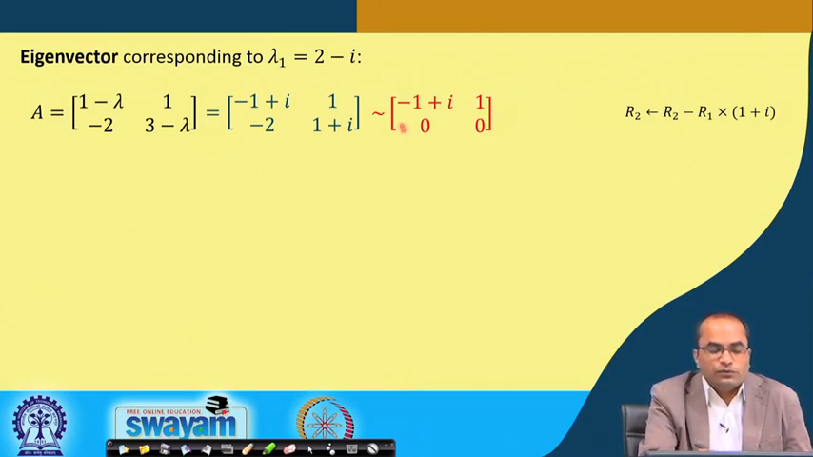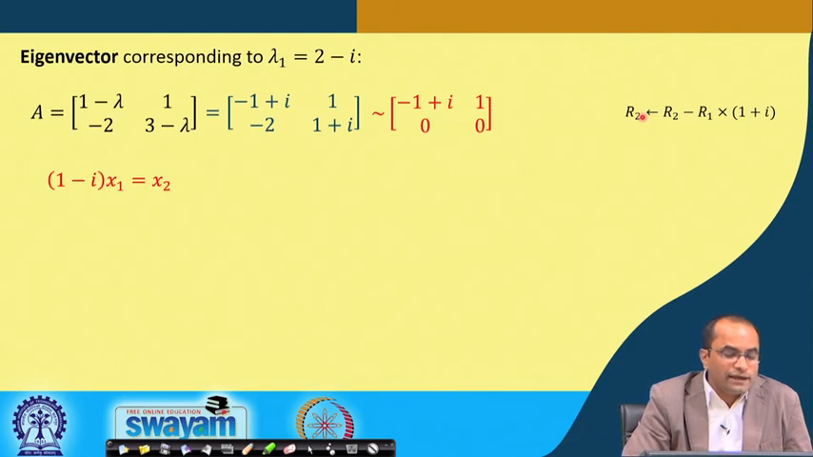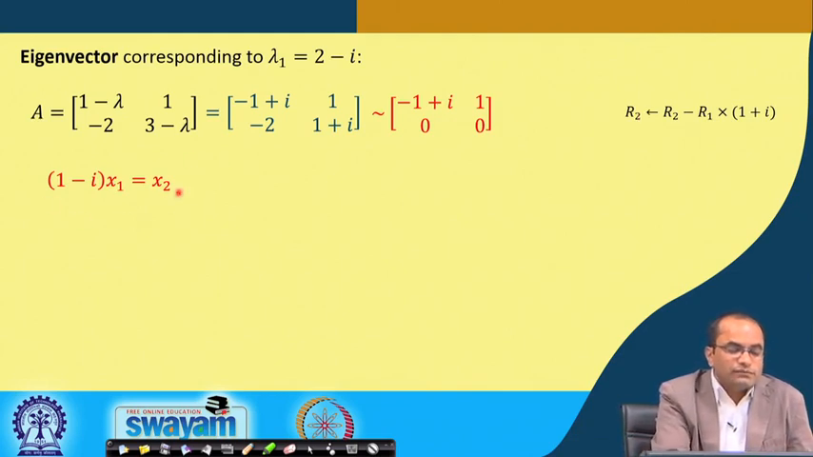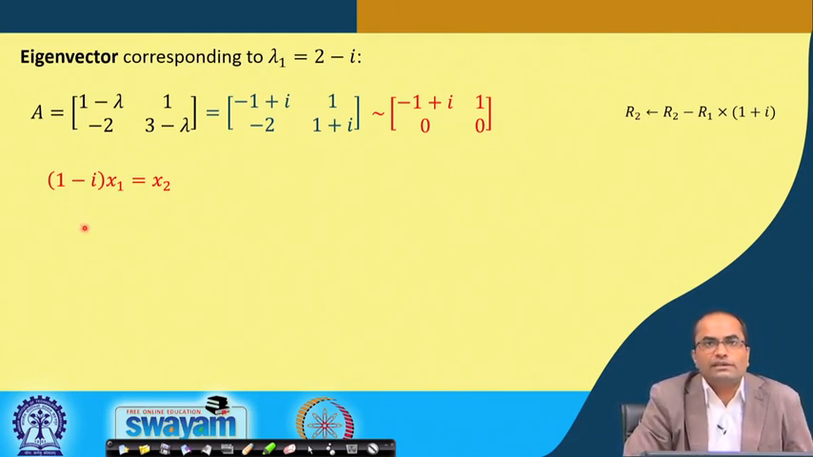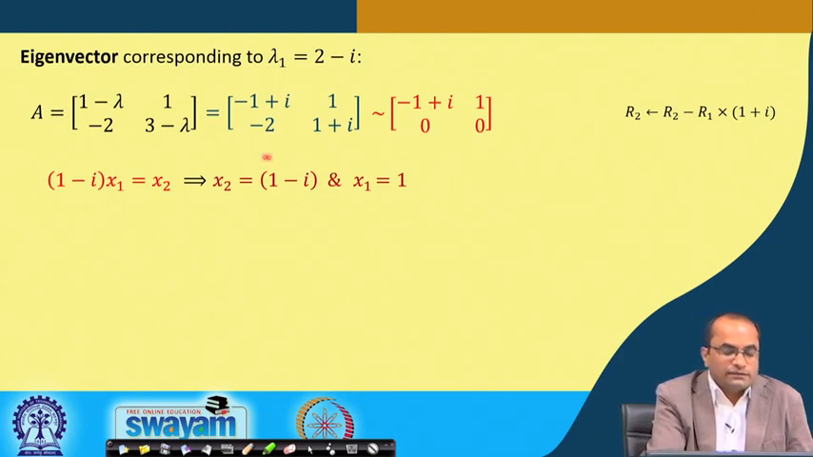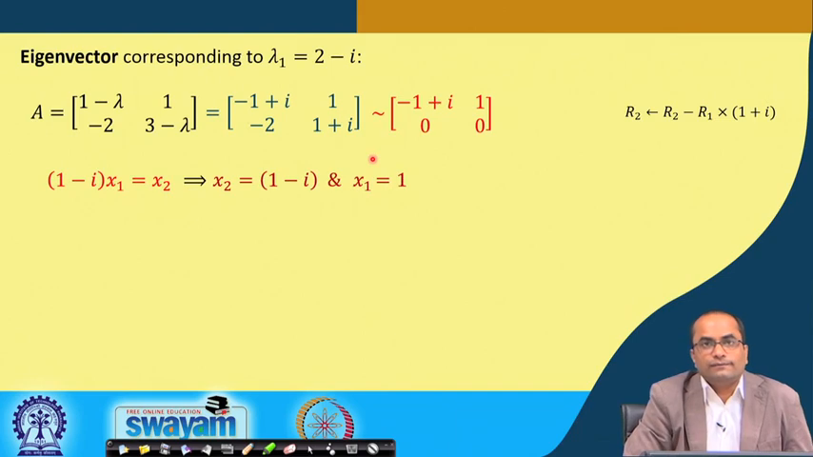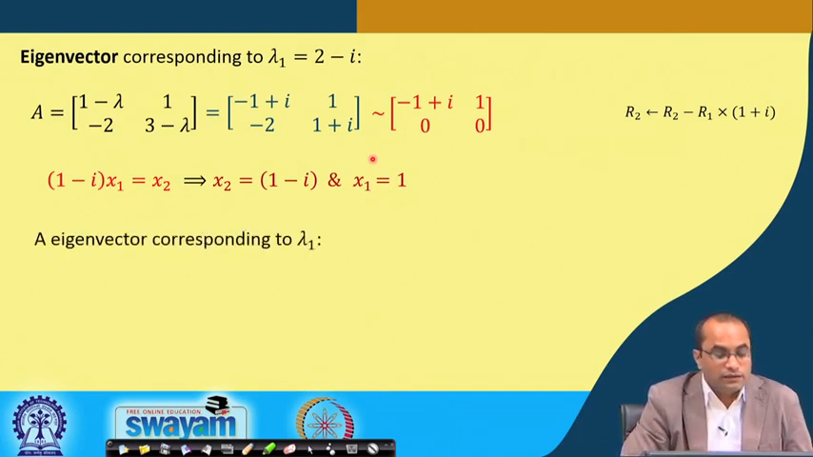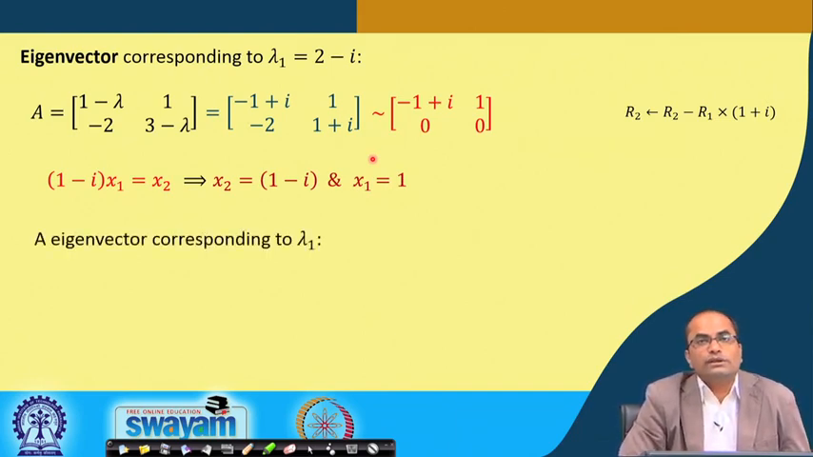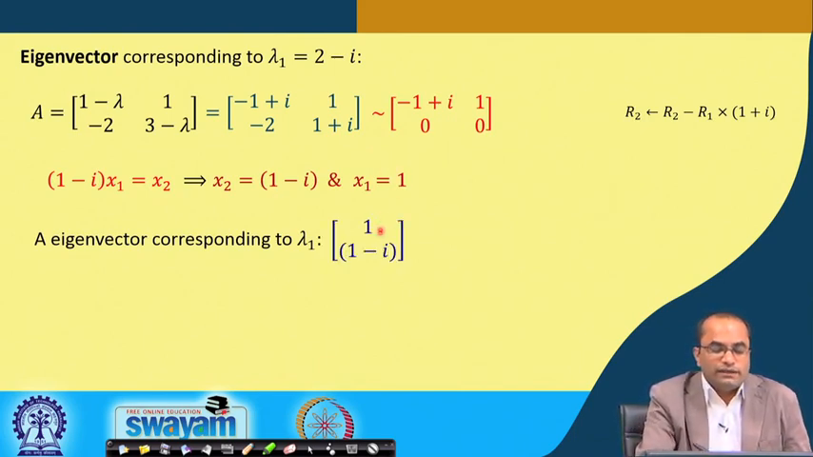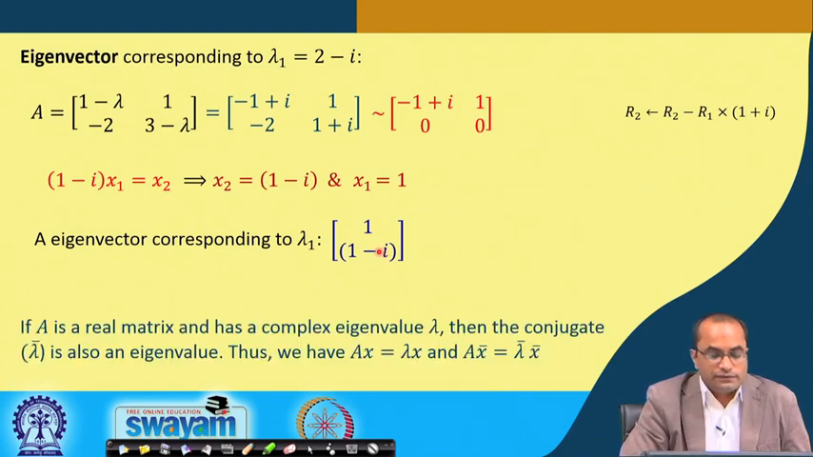So, we have this row reduced form by this transformation, and again we have this equation 1 minus i times x 1 is equal to x 2, from where we can just set x 2 equal to 1 minus i, and we get x 1 as 1. So, an eigenvector corresponding to this eigenvalue is now 1 and 1 minus i. So, we have 1 and 1 minus i as the eigenvector.